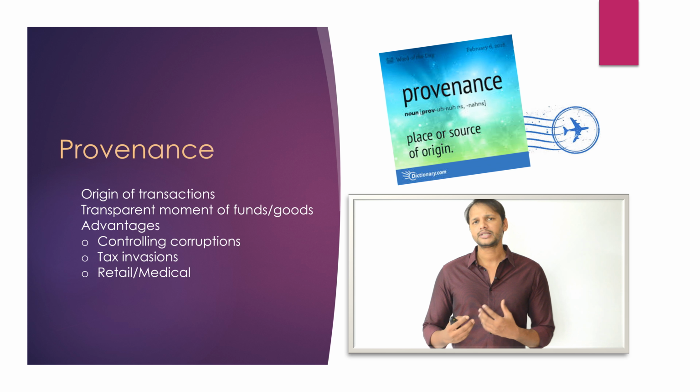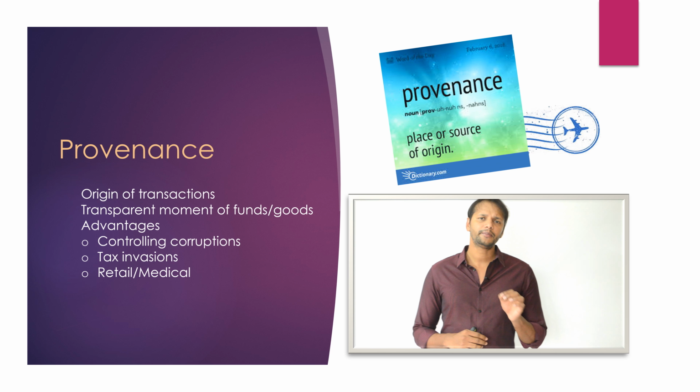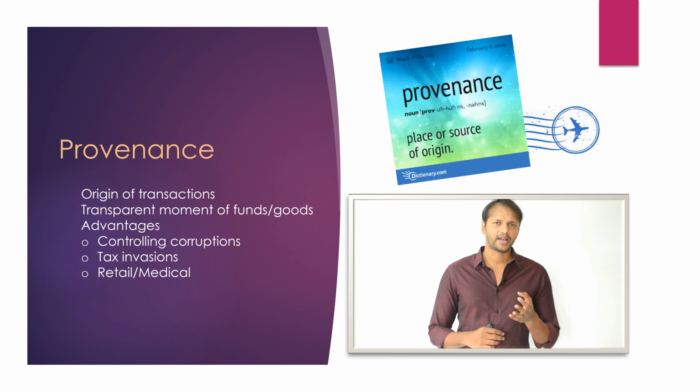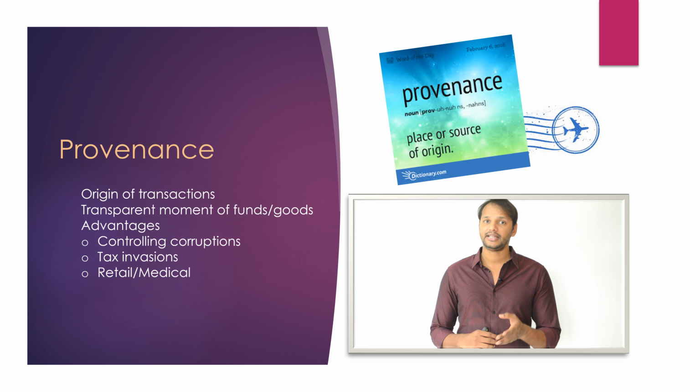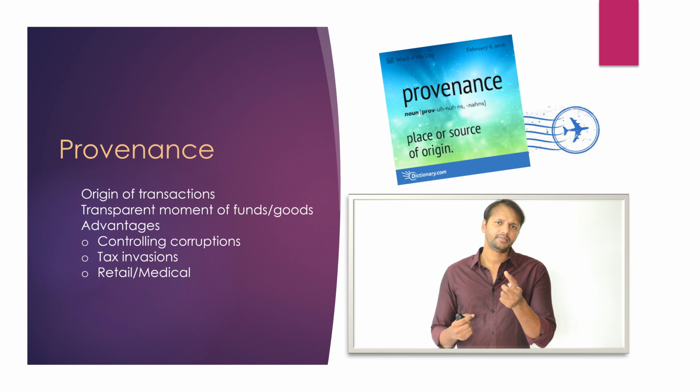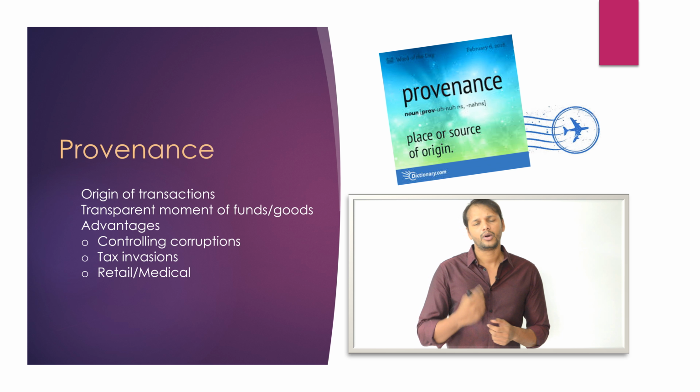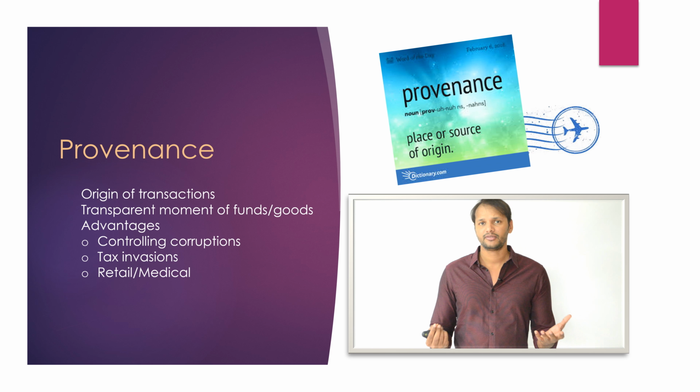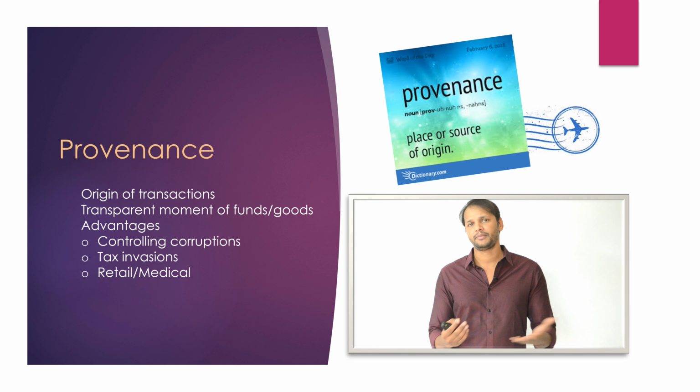So how can we use it to our advantage in blockchain? Basically you can avoid tax avoidance, and also we can minimize or maybe eradicate corruptions. But one of the best features of having provenance in a blockchain is with the retailers or medical research or anything like that. Why? Because, as I told you, provenance is a place of origin. So take a retail example. In the retail, say for example, you go to Jack and Jones and you buy a shirt.